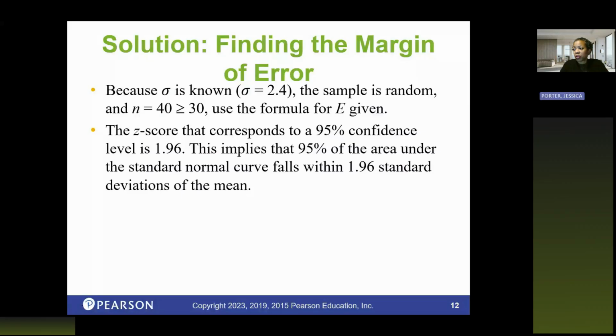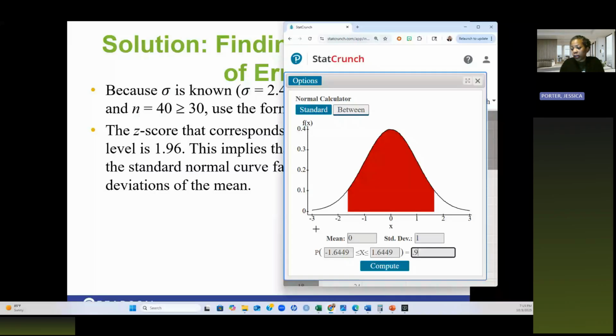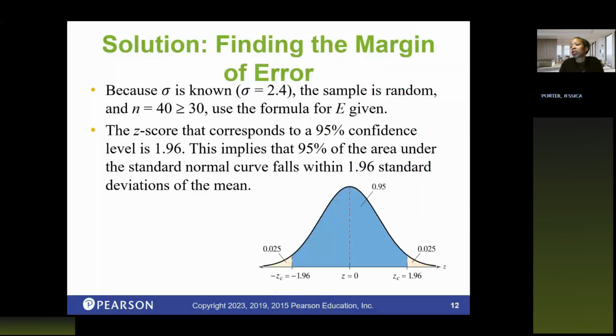And the Z-score that corresponds to 95% confidence level is 1.96. How do we know that? Well, we could jump into StatCrunch and we could do 0.95 here. And that gives us a negative 1.96. Or you can do inverse norm on your calculator, on your TI-84. And that will get you the 1.96 Z-score, the critical value.